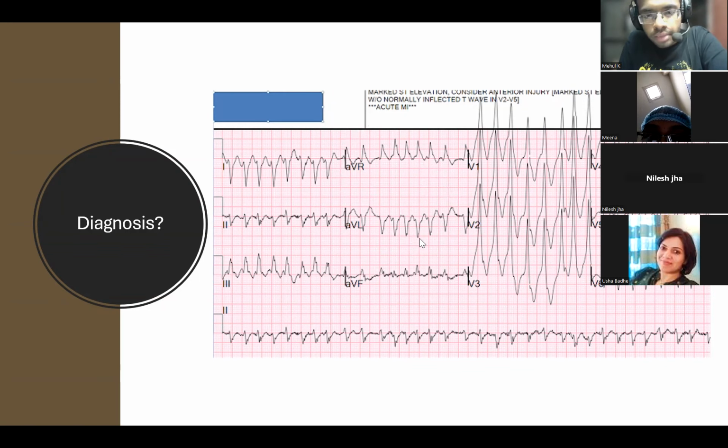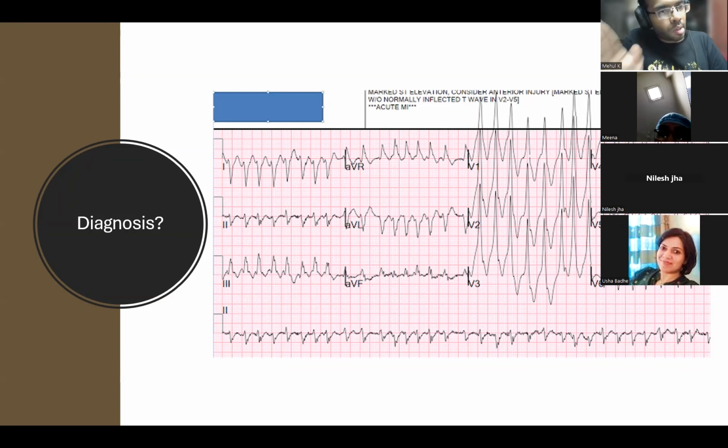I think in aVL, you can look at that the RR interval is becoming as short as one big square. As short as one big square. That means a rate of almost 300. The only way you can get that kind of rate is if you have an accessory pathway. So the diagnosis here is atrial fibrillation with WPW.